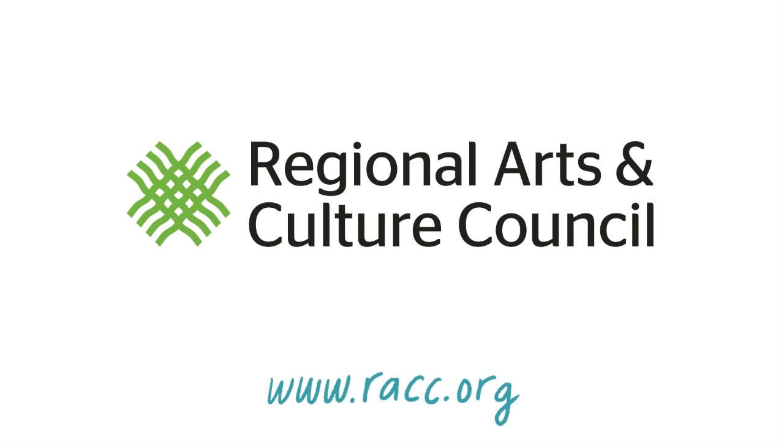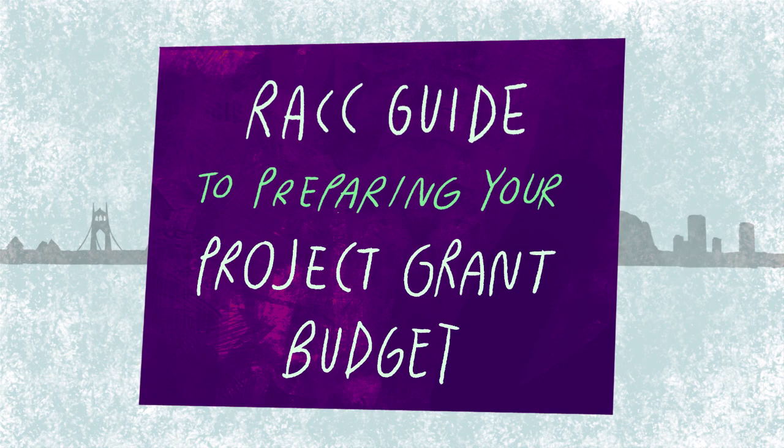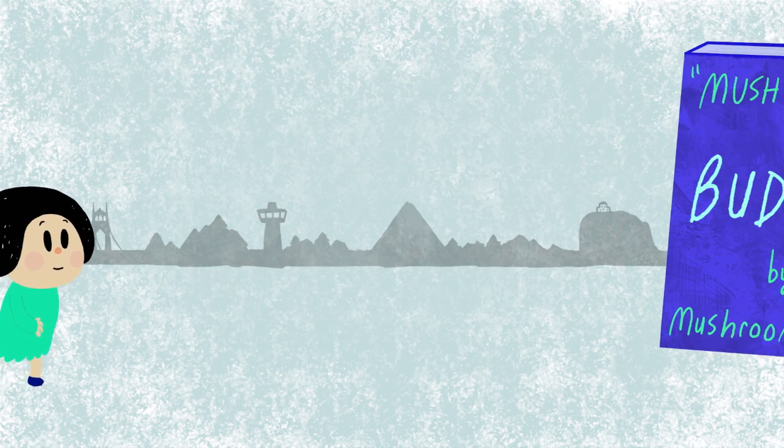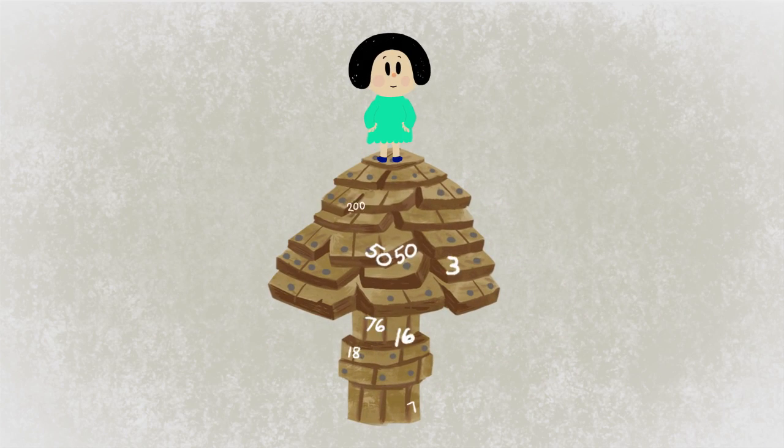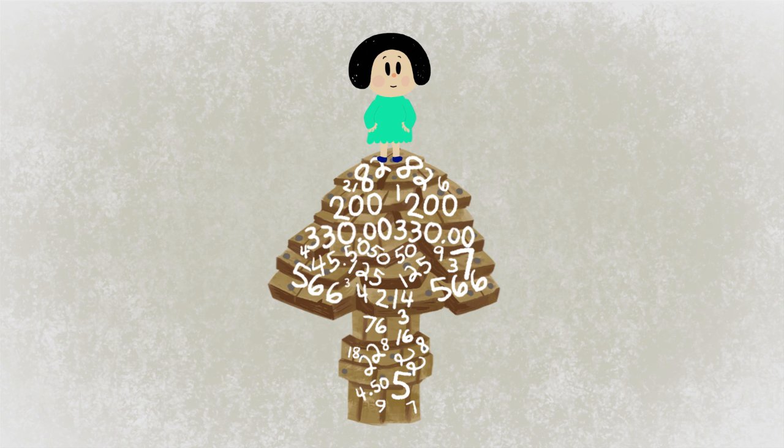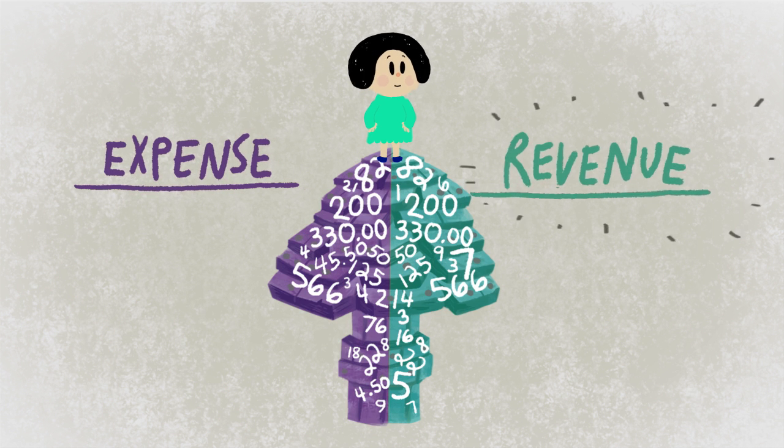This is the fourth video in a series about the application process for a RACC Project Grant. Preparing a realistic budget for your project is crucial to a successful application. The budget is the story of your project, told with numbers. There are two sides to every budget story, the expense side and the revenue side.